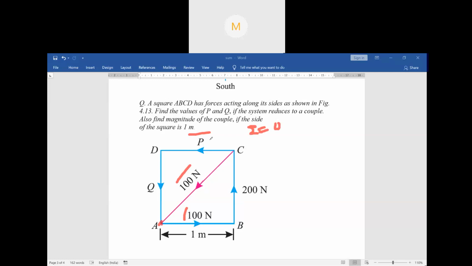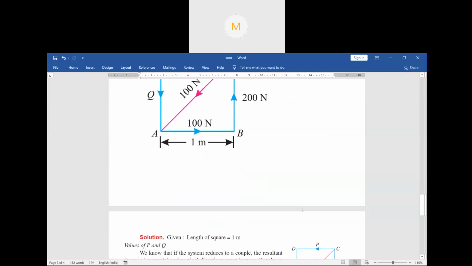Now how will you resolve the forces? Look at the directions. Do not consider this. This A point and this D point are equivalent, that means this point and this point we can consider the same. So we can write it in this manner.